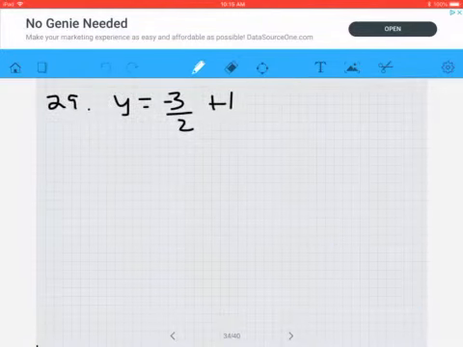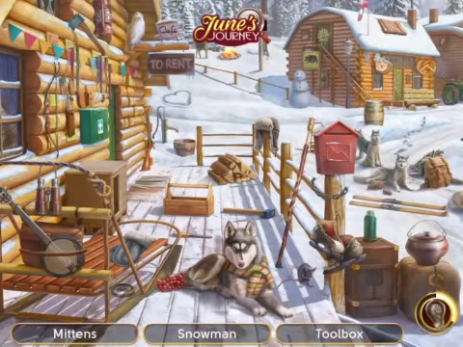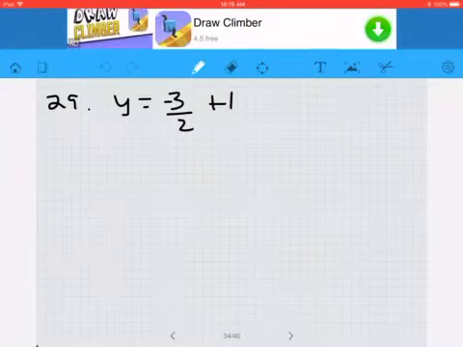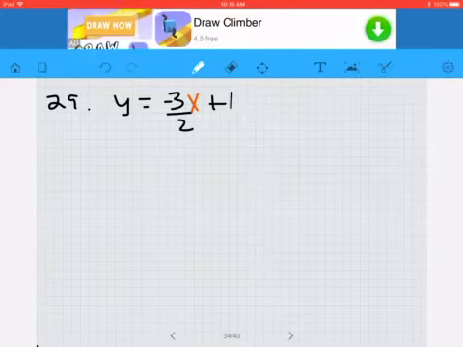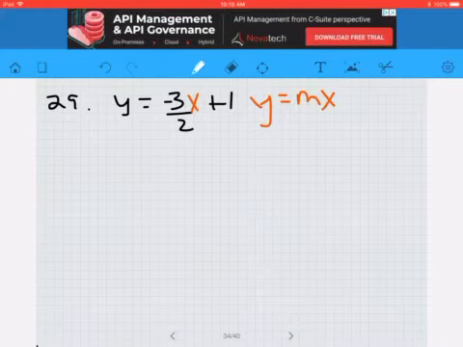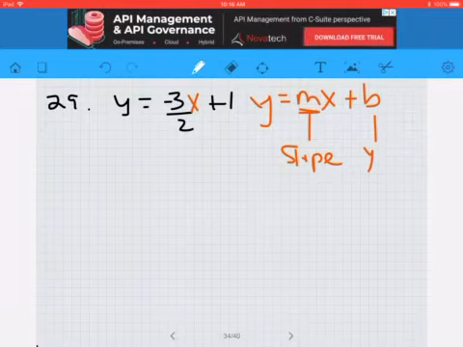Number 29. 29 and 30 are pretty simple. Ooh, I forgot my x right there. Let me get that x in there for you. Sometimes when I write these down, I forget things. This is the equation of a line in slope-intercept form, where your slope is right here and your y-intercept is right there, that b value. It's asking for the slope of each of the lines.